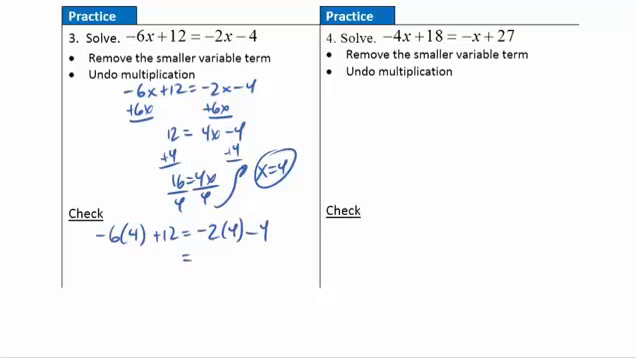Okay, simplifying the left side, negative 24 plus 12. Negative 24 plus 12 is going to give me negative 12 there. On the right side, negative 2 times positive 4 is going to give me negative 8. Negative 8 plus negative 4 is going to give me negative 12. So that worked. Okay, practice question 4.